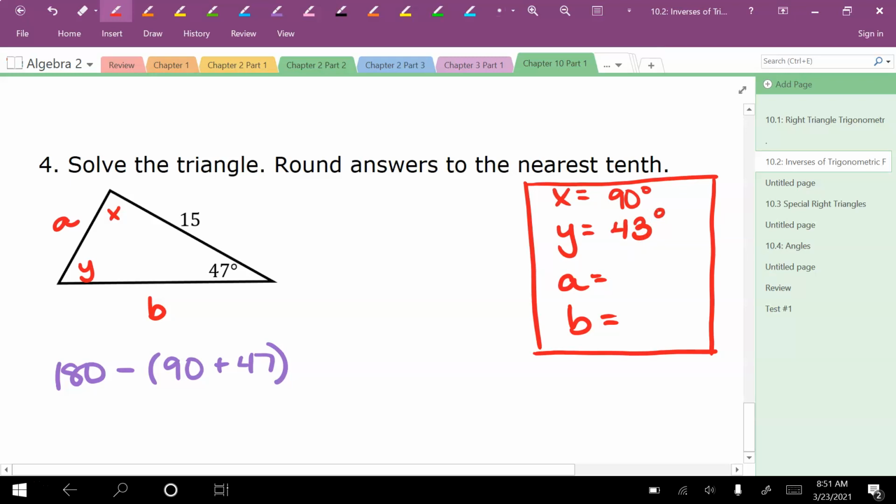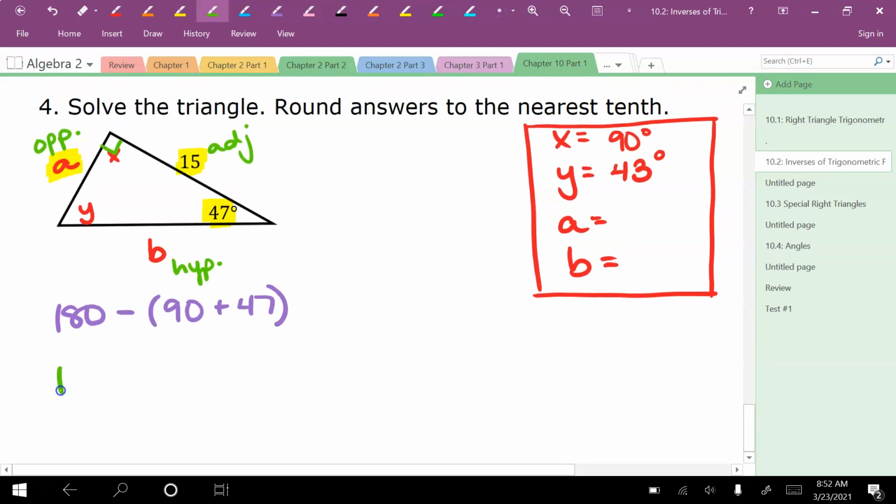Now let's do our sides. So I'm going to use the 47 and the 15. And let's try to find A first. Okay, so based off of the 47 degrees, A would be the opposite side. And 15 would be the adjacent side. Because where the B is at, that would be the hypotenuse, since that's the side across from the right angle. So I have opposite and adjacent, which is what I'm going to be using, so that would be tangent.